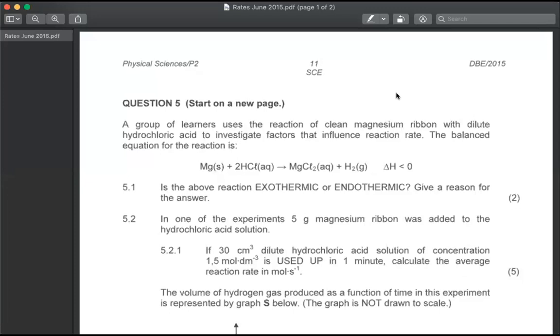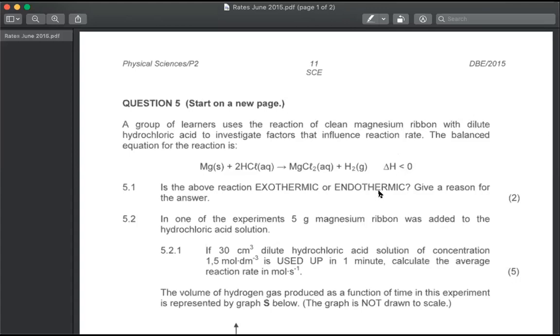So let's write down in our books. First, question 5, rates of reactions, June 2015, 5.1. The answer is endothermic or exothermic. How will we know? We'll have to look at the delta H of the sum. Delta H is less than 0. If delta H is less than 0, that means it's a negative value, so it is exothermic. So you'll write an answer. The answer will be exothermic. Give a reason for the answer. Delta H is less than 0.